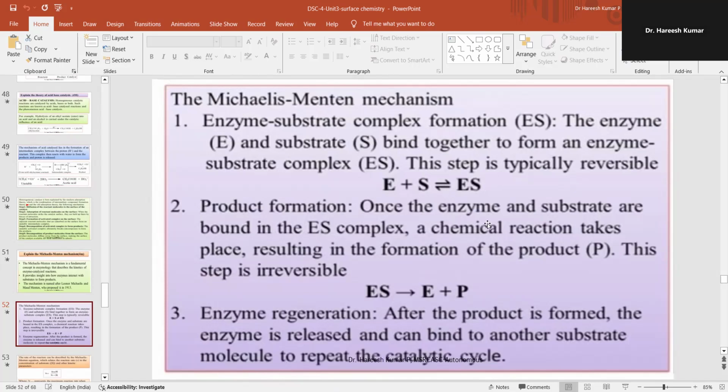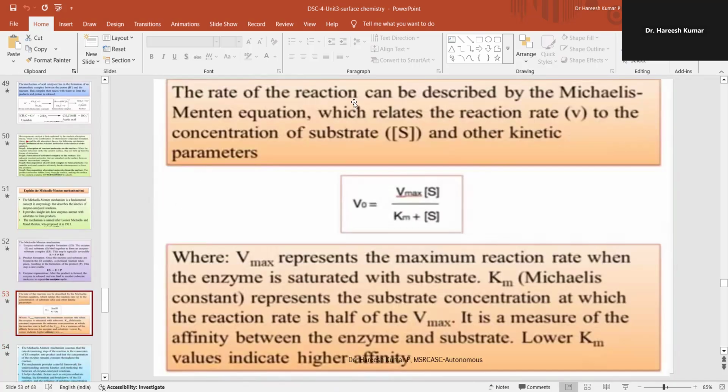The product formation. Once the enzyme and substrate are bound in the ES complex, a chemical reaction takes place, resulting in the formation of the product P. This step is irreversible. ES gives rise to E plus P. Enzyme regeneration. After the product is formed, the enzyme is released and can bind to another substrate molecule to repeat the catalytic cycle. Then the rate of reaction.